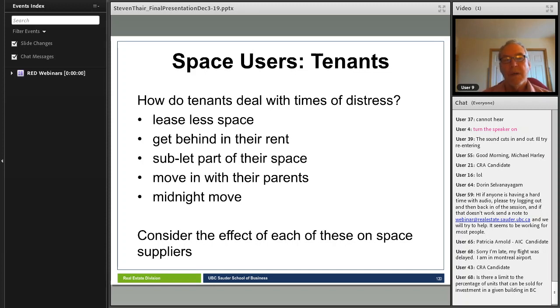So what happens with space users in the model of most probable use? When we look at what they actually do, and for instance, when there's a downturn, what happens? Tenants can do a number of things. They lease less space, they get behind in their rent, they sublet part of their space to somebody else. If it's residential, they move in with their parents, or they do the midnight move, where they grab their furniture and they're gone by Monday morning.